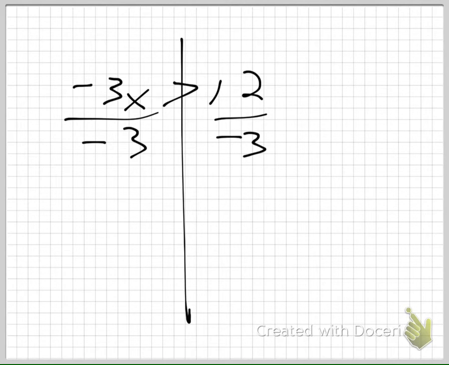Here's the rule. You ready for the rule? Anytime you are going to multiply or divide both sides of an inequality by a negative, whenever you multiply both sides of an inequality by a negative, you have to flip the sign. The sign gets flipped. So this is now x is less than negative 4. That's just the rule. Anytime you multiply or divide both sides of an inequality by a negative, you have to flip the sign. That's the only weird thing. You just have to remember to do it.